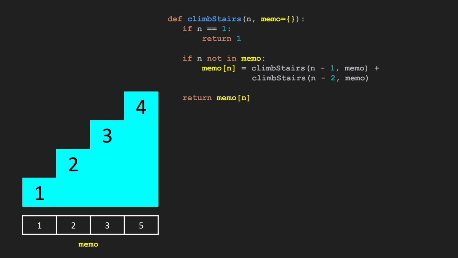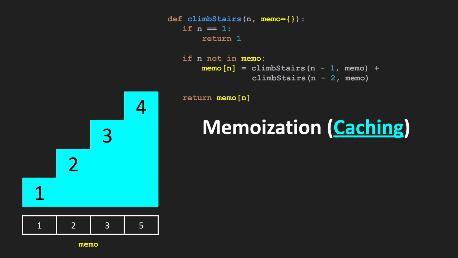We are not recursively calling for the stair 2 and the 3 in case of 4, right? We are fetching that from the array. This technique is called memoization. The simple way to understand it is basically caching, right?